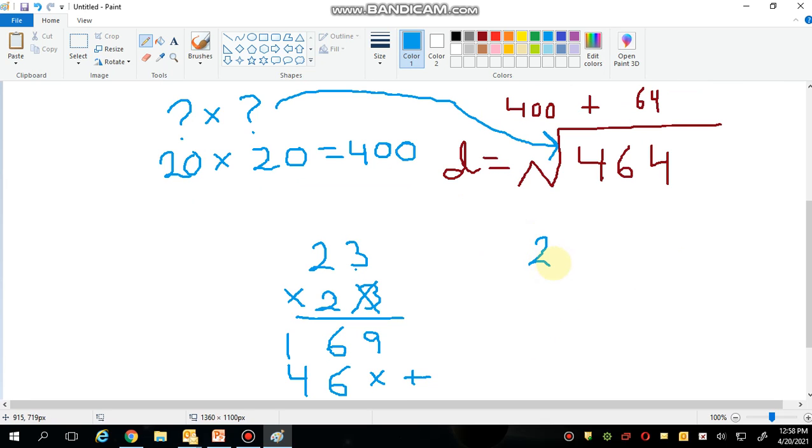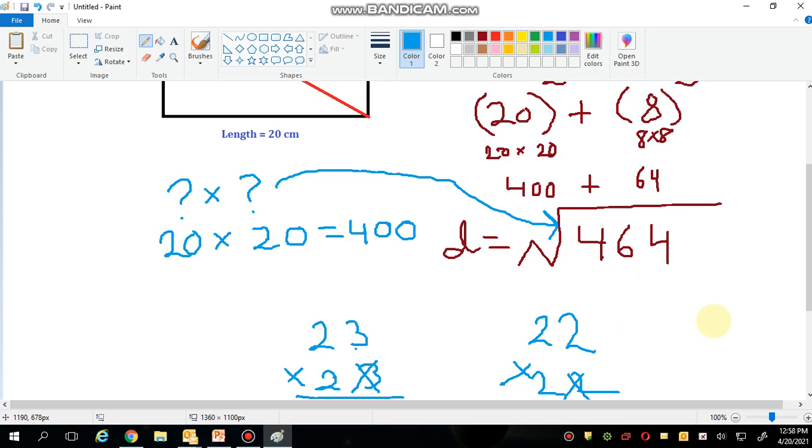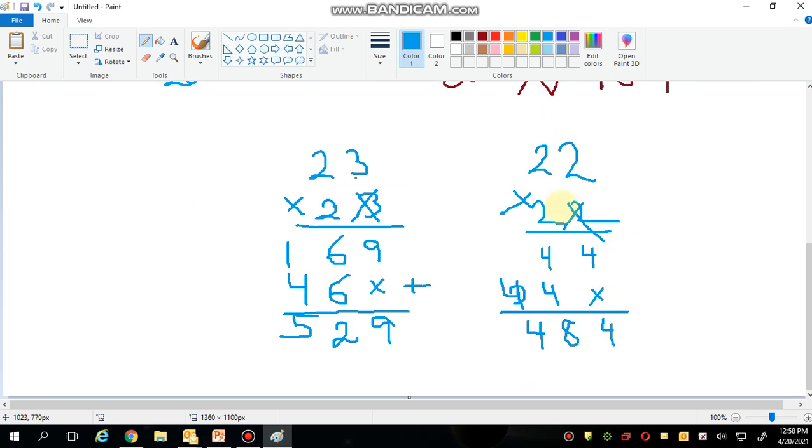How about 22 multiplied by 22? All right. 22 times 22. 2 times 2 is 4. 2 times 2 is 4. Put the X, cross this number out. 2 times 2 is 4, and 2 times 2 is 4 again. And that's going to be 4, 8, and 4. Let's check. 484. Close, but it's still too high. We need a number equal to 464 or a little bit less than 464. 22 doesn't cut it.